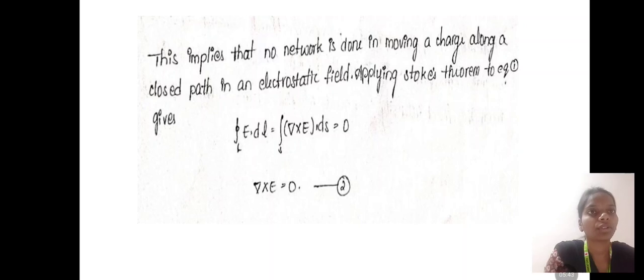This implies that no net work is done in moving a charge along a closed path in an electrostatic field. By applying Stokes theorem, the integral of E dot dl equals the integral of curl of E dot dS equals 0. So curl E equals 0. The second Maxwell's equation is curl of E equals 0.